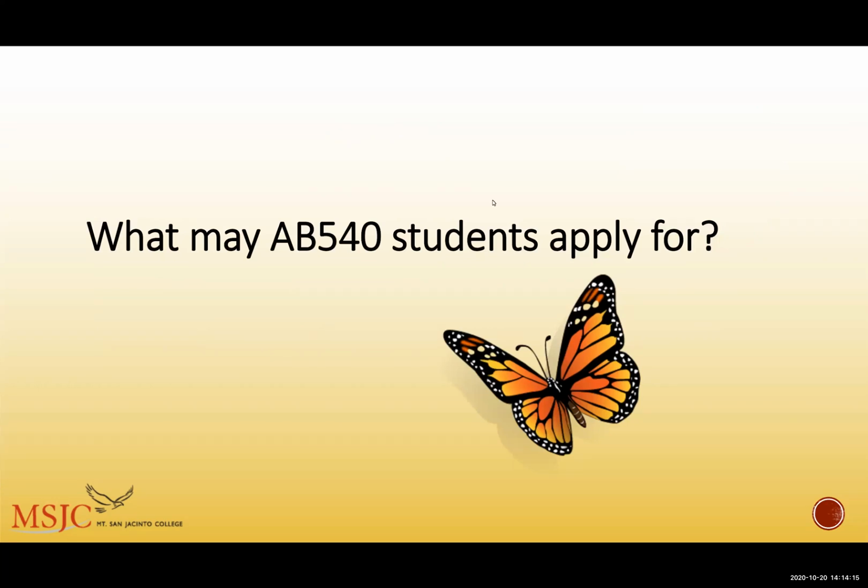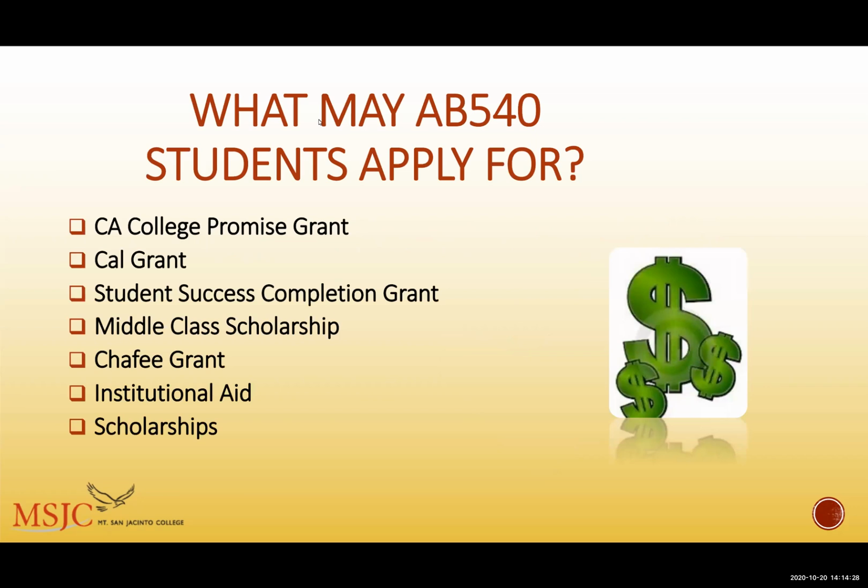What may AB 540 students apply for? If you are determined to be an AB 540, that is probably the main requirement, that you have to be considered an AB 540. So as an AB 540 student, you are able to apply for the California College Promise Grant, the Cal Grant. These are your state aid. Also the Student Success Completion Grant, the Middle Class Scholarship, the Chafee Grant, any type of institutional aid, and then some scholarships.